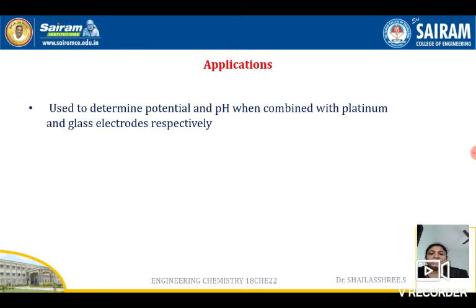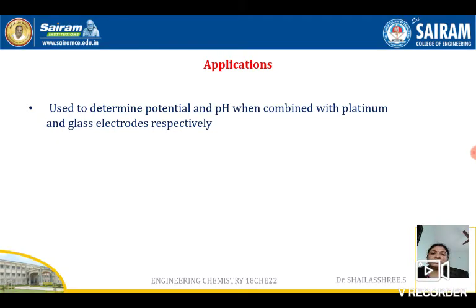Fine. And coming to the applications of this electrode, where it is used: when the electrode is coupled with a glass electrode, it is used in the determination of pH. And when it is combined with the platinum electrode, it is used in the determination of potential of the redox titrations. These are the applications. It is used to determine pH when combined with the glass electrode, and to determine the potential when it is combined with the platinum electrode.